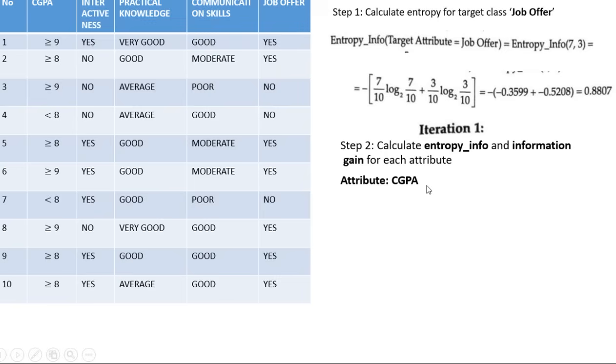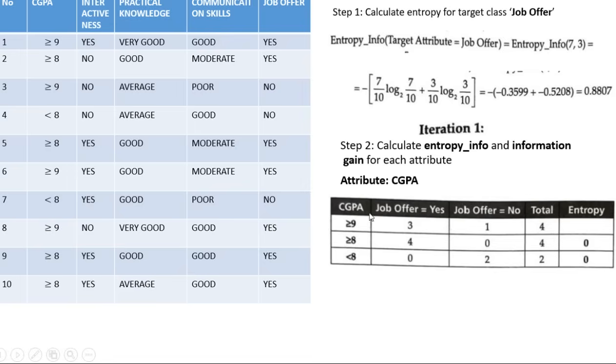So let's first do it for attribute CGPA. For CGPA, let's find the entropy information. So form the table first. In the table, write CGPA in the first column. What are the different values that you can have for CGPA? You observe that greater than or equal to 9, greater than or equal to 8, and the other one is less than 8. So you have three different values for CGPA. That means if I choose CGPA as my root node, I can do branching based upon these three values. So write the three conditions, the different values of CGPA.